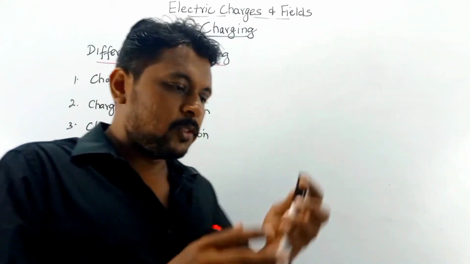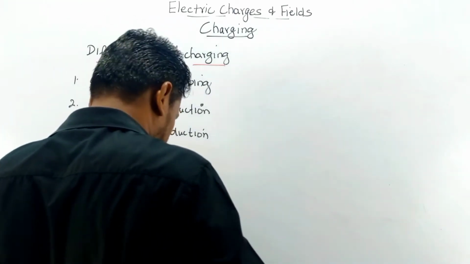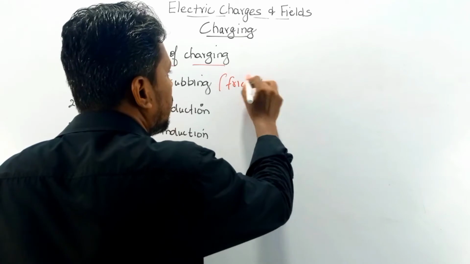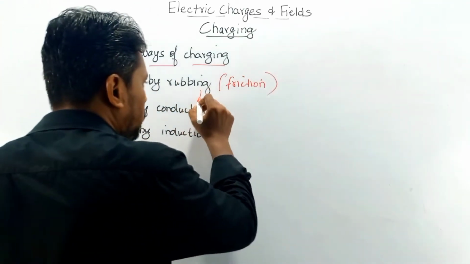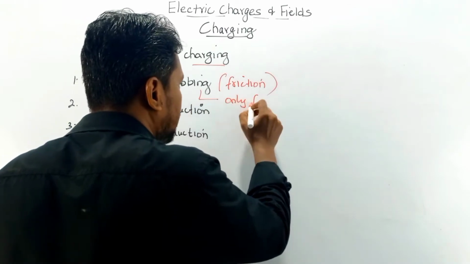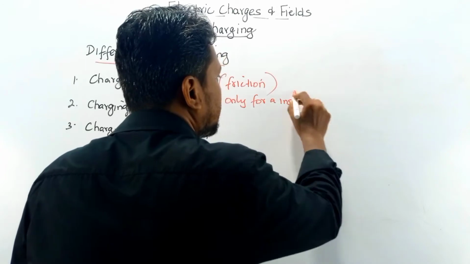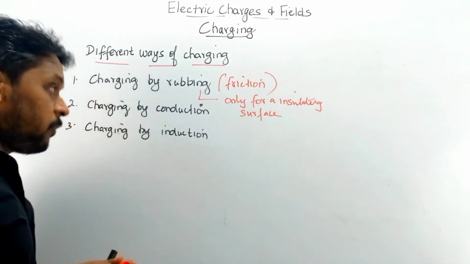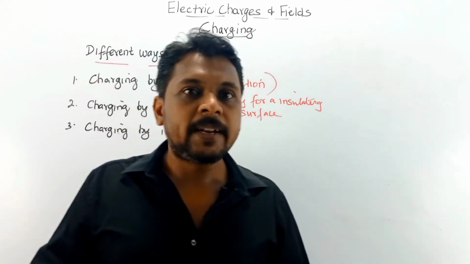Charging by rubbing involves friction, and this rubbing is possible only for an insulating surface. Why could it not be possible for a conducting surface?